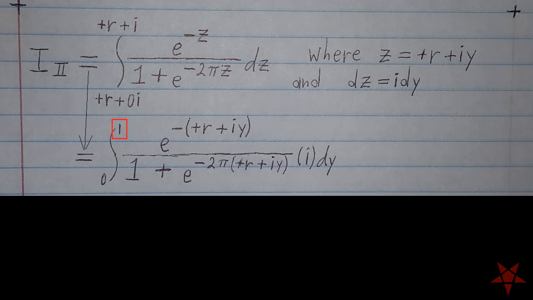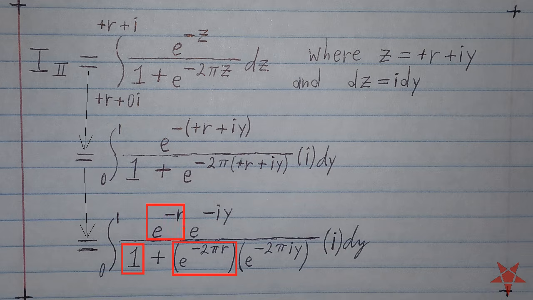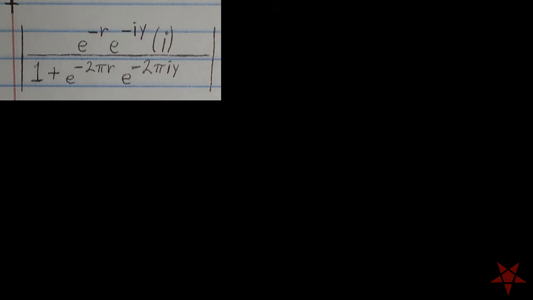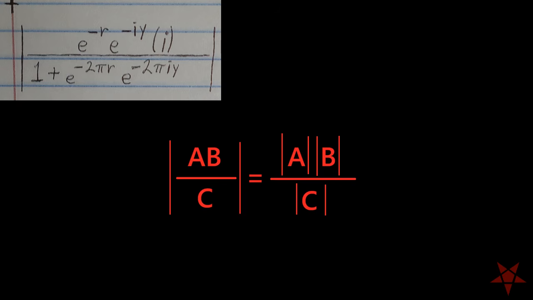For our purposes, it helps if we separate the real and imaginary components in the integrand. Next, we consider the absolute value of the integrand. The absolute value of AB over C is equal to the absolute value of A times the absolute value of B divided by the absolute value of C.